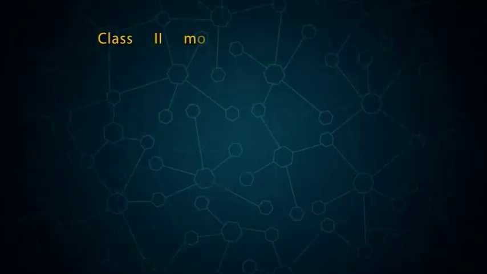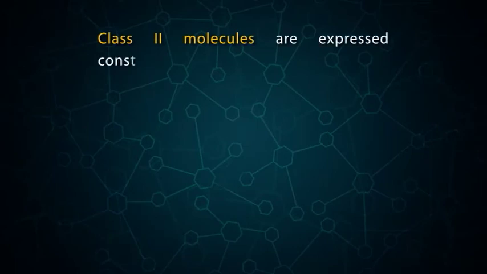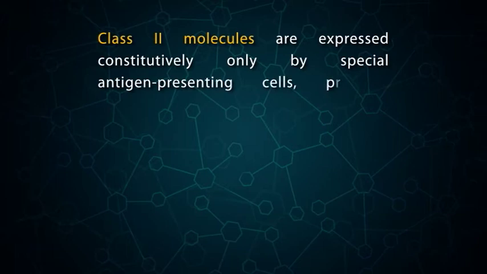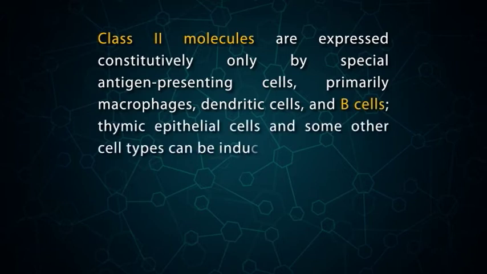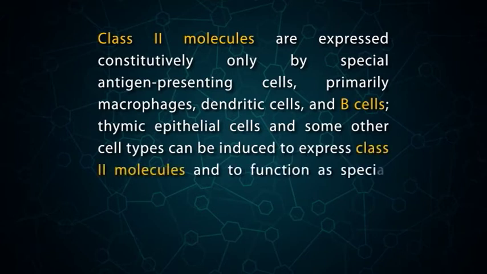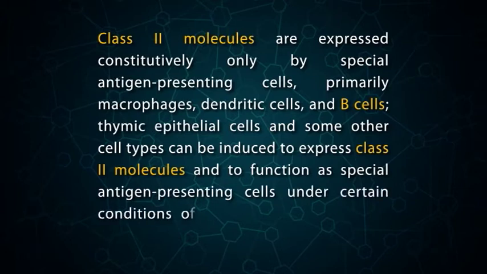Unlike class I MHC molecules, class II molecules are expressed constitutively only by special antigen presenting cells, primarily macrophages, dendritic cells, and B cells. Thymic epithelial cells and some other cell types can be induced to express class II molecules and to function as special antigen presenting cells under certain conditions of stimulation by some cytokines.